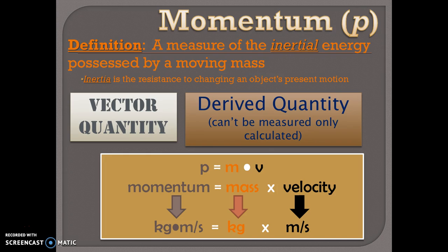When we look at the unit for momentum, it's down here at the bottom, composed of the unit for mass and the unit for velocity. We pronounce that kilogram meter per second. And the formula comes from multiplying together mass in kilograms times velocity.